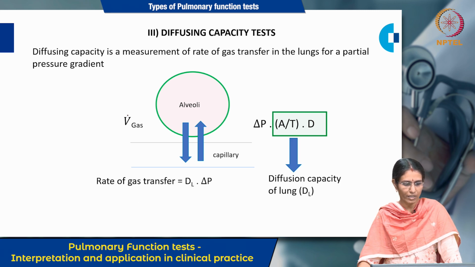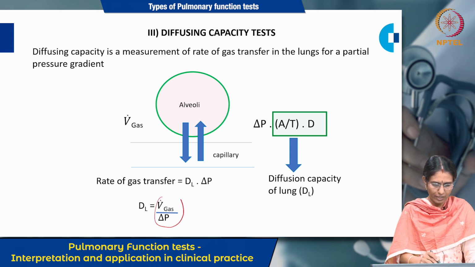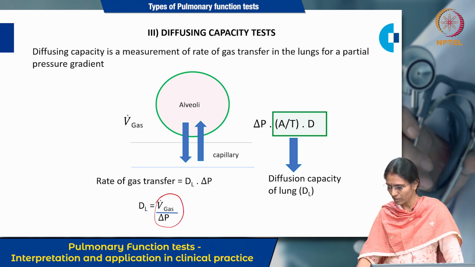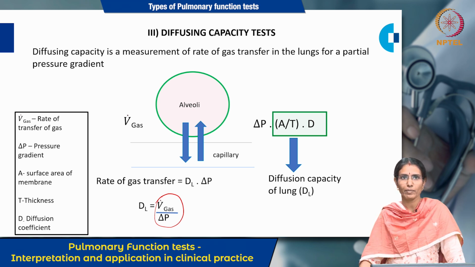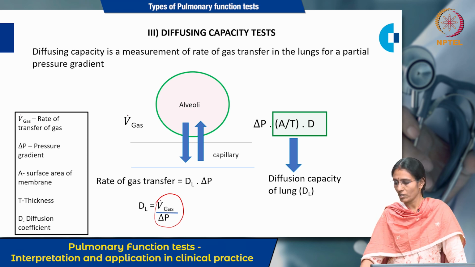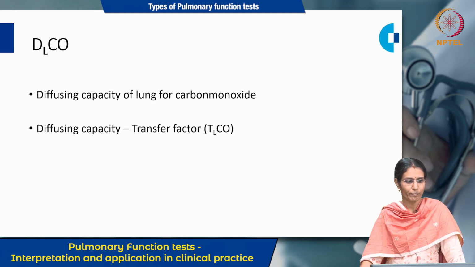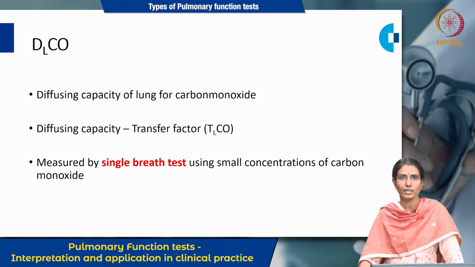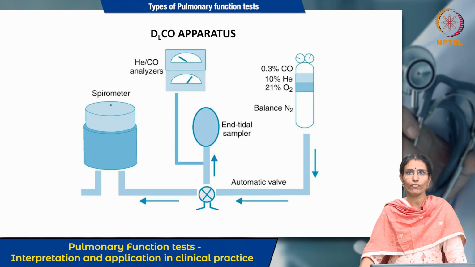When you simplify this equation, diffusion capacity of the lung is given by the rate of transfer of the gas divided by the pressure gradient, or the pressure difference. So if these two parameters can be measured, diffusion capacity of the lung can be measured. It is based on this principle that diffusion capacity of the lung is measured using carbon monoxide. This is also called diffusion capacity or transfer lung capacity. And how is this measured? Using a single breath technique, using small concentrations of carbon monoxide.